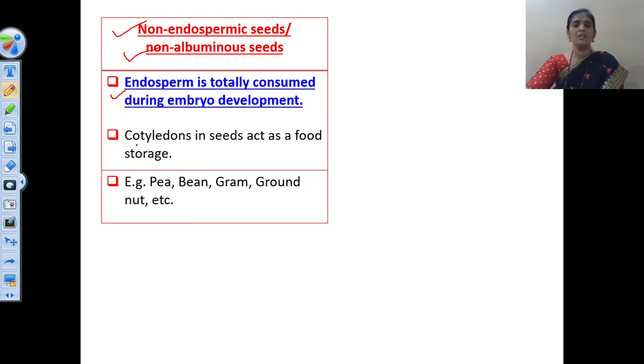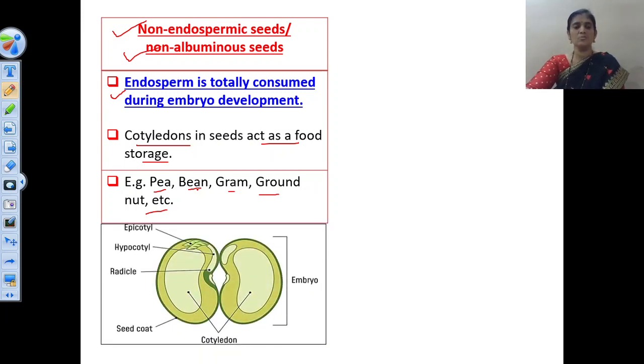And in these seeds, cotyledons are present, which are acting as a food storage organ, because there is no endosperm present in the seed, and hence cotyledons are responsible for storage of food. Here examples we can see: pea, bean, gram, groundnut, etc. All these seeds are showing non-endospermic structure or non-albuminous seeds. So let us see in the diagram the structure of this non-endospermic seed. Here you can see this is the embryo having epicotyl structure, hypocotyl structure, radicle and the seed coats. And these white-colored central structures are known as the cotyledons here.